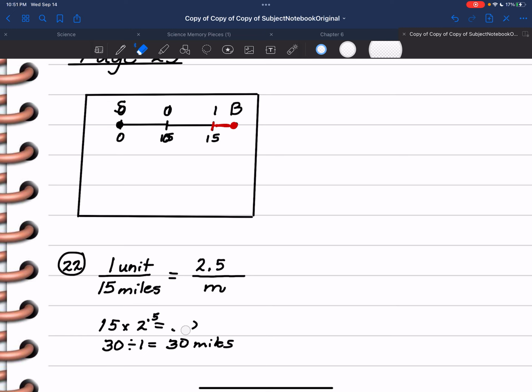So 2.5 is going to be, let's see what we get with that. So 15 times 2.5 of those little units will be hopefully a little bit better. Yes, 37.5, divide 1 is still 37.5. So I like answer D as well here.